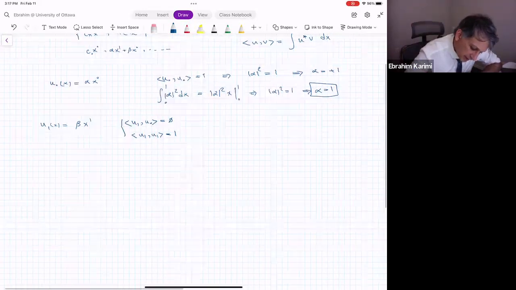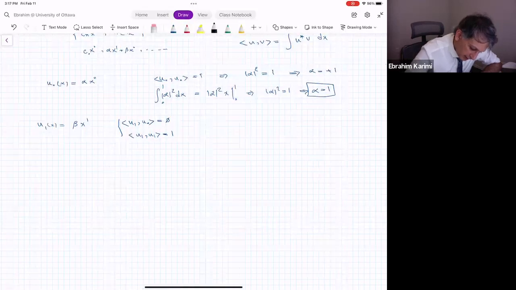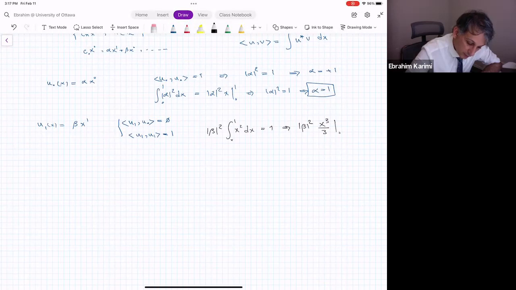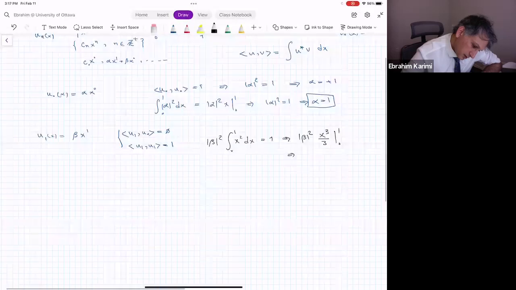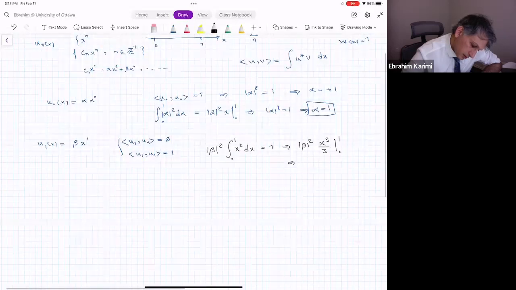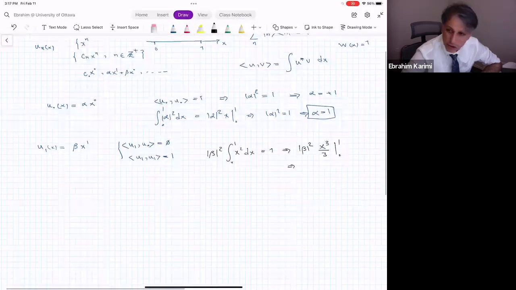And from the second relation, we get beta squared times the integral of x squared dx from 0 to 1 equal to 1, and from here we get beta squared times x cubed divided by 3 from 0 to 1, and then I think we changed the notation, right?